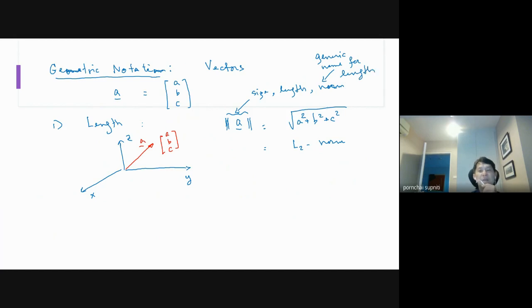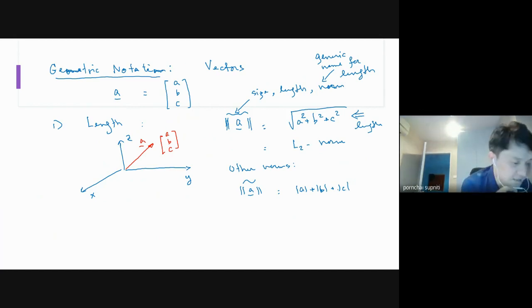Sometimes you can have some other norms. When we say length, we talk about this meaning. But for the norm, you can have other norms, such as the size of A with a tilde, which maybe is just A plus B plus C. It's possible. There are different ways of defining norms. That depends. So length is just a special case of the norm, and it is called the L2 norm.